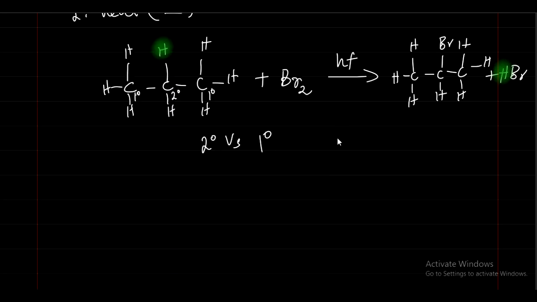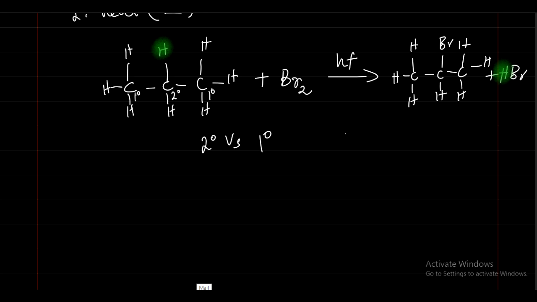Okay, so your answer must be: what you are substituting must go to the most substituted carbon, the carbon that is linked to more carbons. If you check this one, this carbon is linked to this carbon only, and this one is linked to this one only, so it makes it primary. But this one, the middle one, is linked to this one and that one, so it's secondary. So, but why does secondary win?